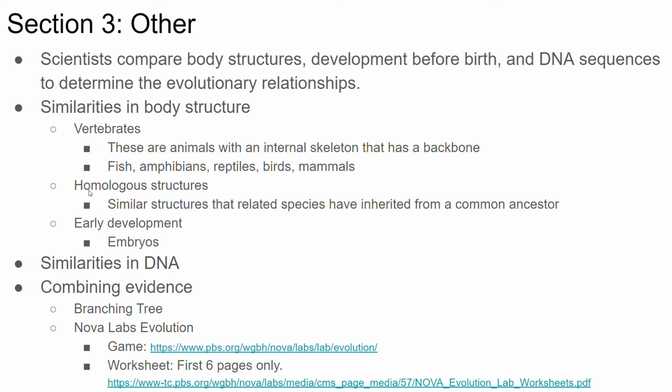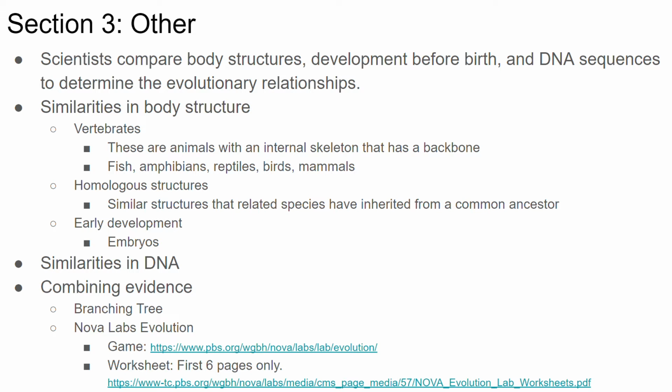They're going to look at homologous structures. These are similar structures that related species have inherited from a common ancestor. So these are two different species with similar structures that are from a common ancestor. One of the cool things we talk about is the human hand, right? We have 5 digits, and a bunch of kind of weird little bones in the palm of our hand that sit next to each other and slide around each other.